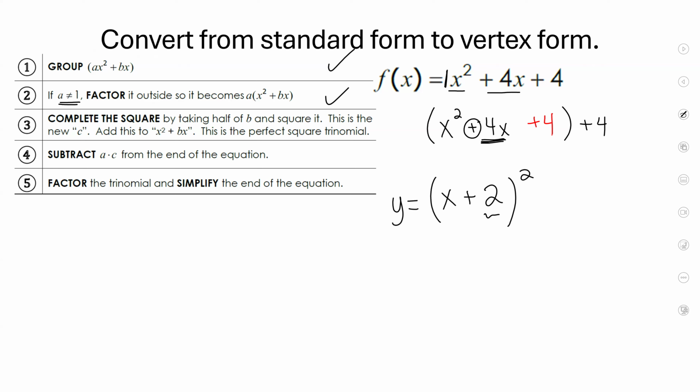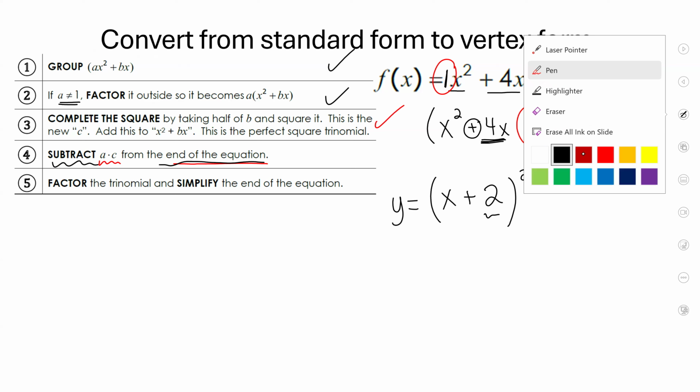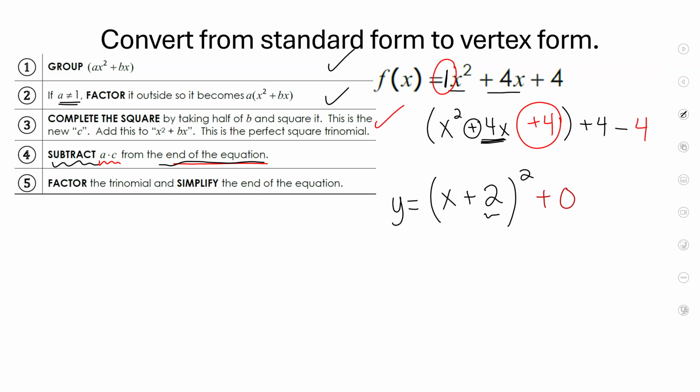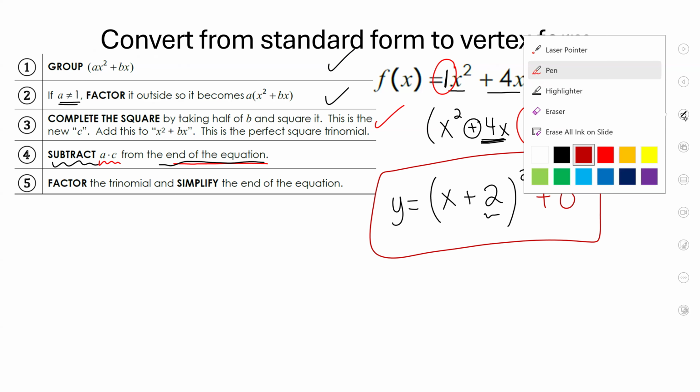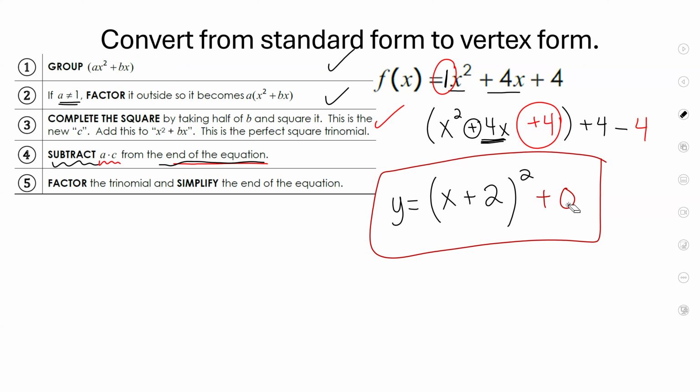Now, the next step, you're going to subtract A times C from the end of the equation. Your A value is 1. Your new C value is 4. 1 times 4 is 4. And the instructions say to subtract it from the end of the equation. So I'm going to subtract that. 4 minus 4 is 0. This is your answer. And of course, you don't have to write the plus 0.